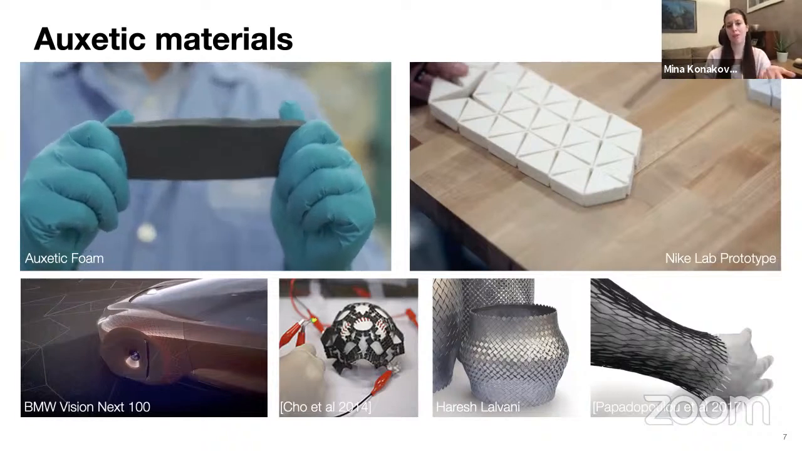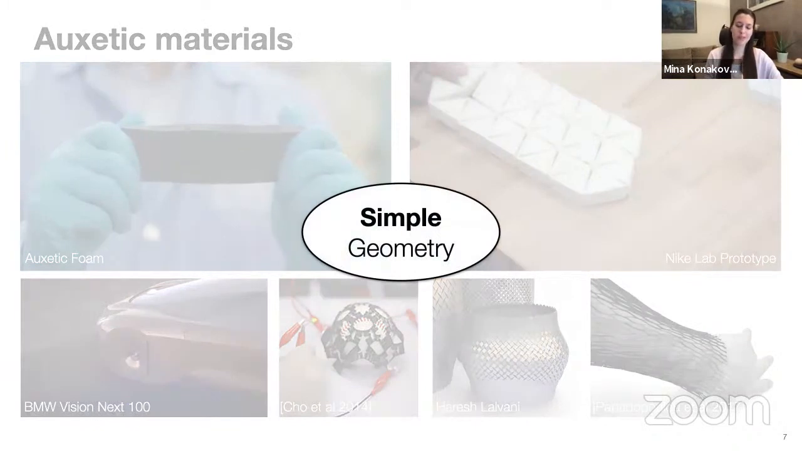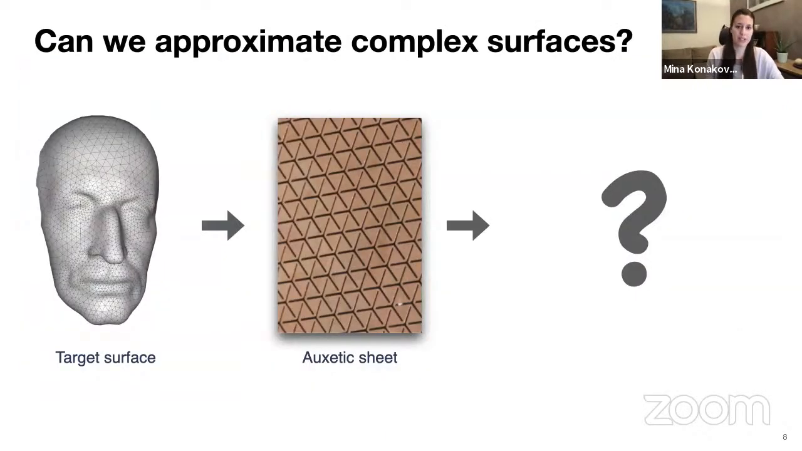But the problem with all these examples we've seen before is that they're all limited to very simple geometries. They're either planar, spherical, or cylindrical, but not more than that. And our question in this project was, can we approximate more complex surfaces with auxetic sheets? So can we create an inverse design algorithm that will find the right configuration of the material to achieve the given shape?